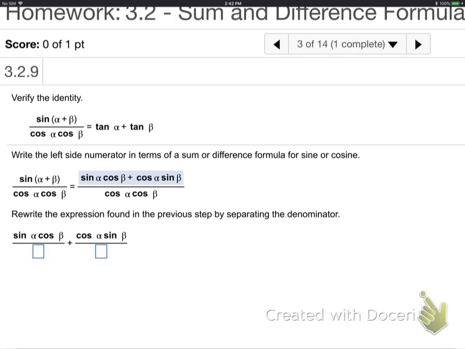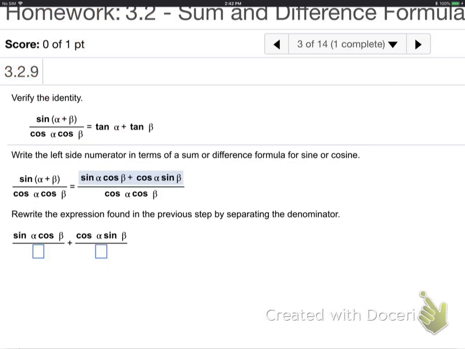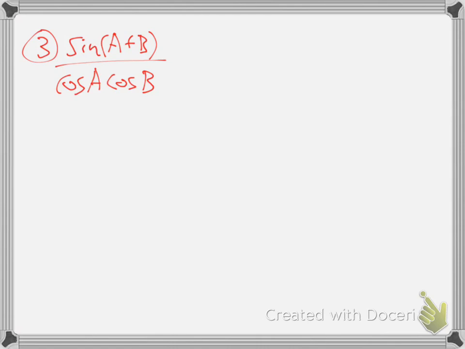All right, so here's number 3. In fact, it's kind of confusing. So number 3 basically says they want sine of alpha plus beta over cosine. Well, let's make it A and B. Sine of A plus B over cosine. Right, okay. So they basically want me to take this. We're basically going to do something with this fraction. Let me show you. So I'm going to take that numerator, and they want me to simplify that thing.